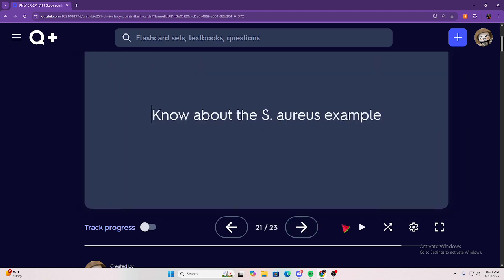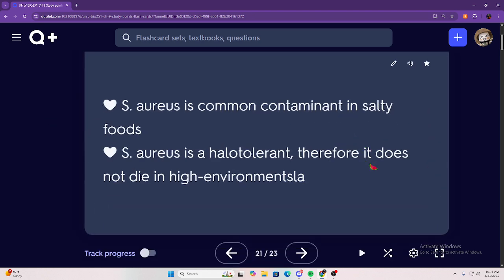And note the Staphylococcus aureus example. Staphylococcus aureus is a common contaminant in salty foods, and that's because Staphylococcus aureus is a halotolerant bacteria. Therefore, it does not die in high salt environments.